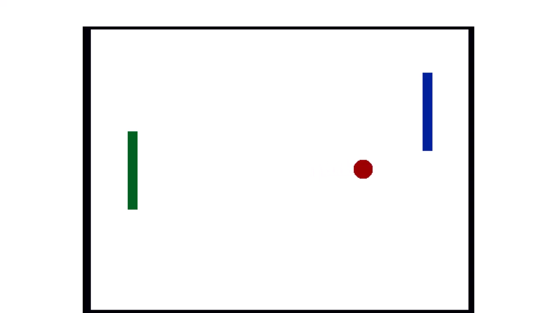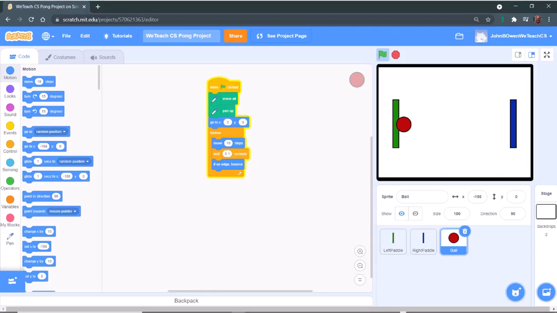The ball is not bouncing off the paddles. How do we fix that? Which sprite needs to have that code? If you guessed the red ball, you are correct. Go to the code for the red ball, and we'll make some adjustments.